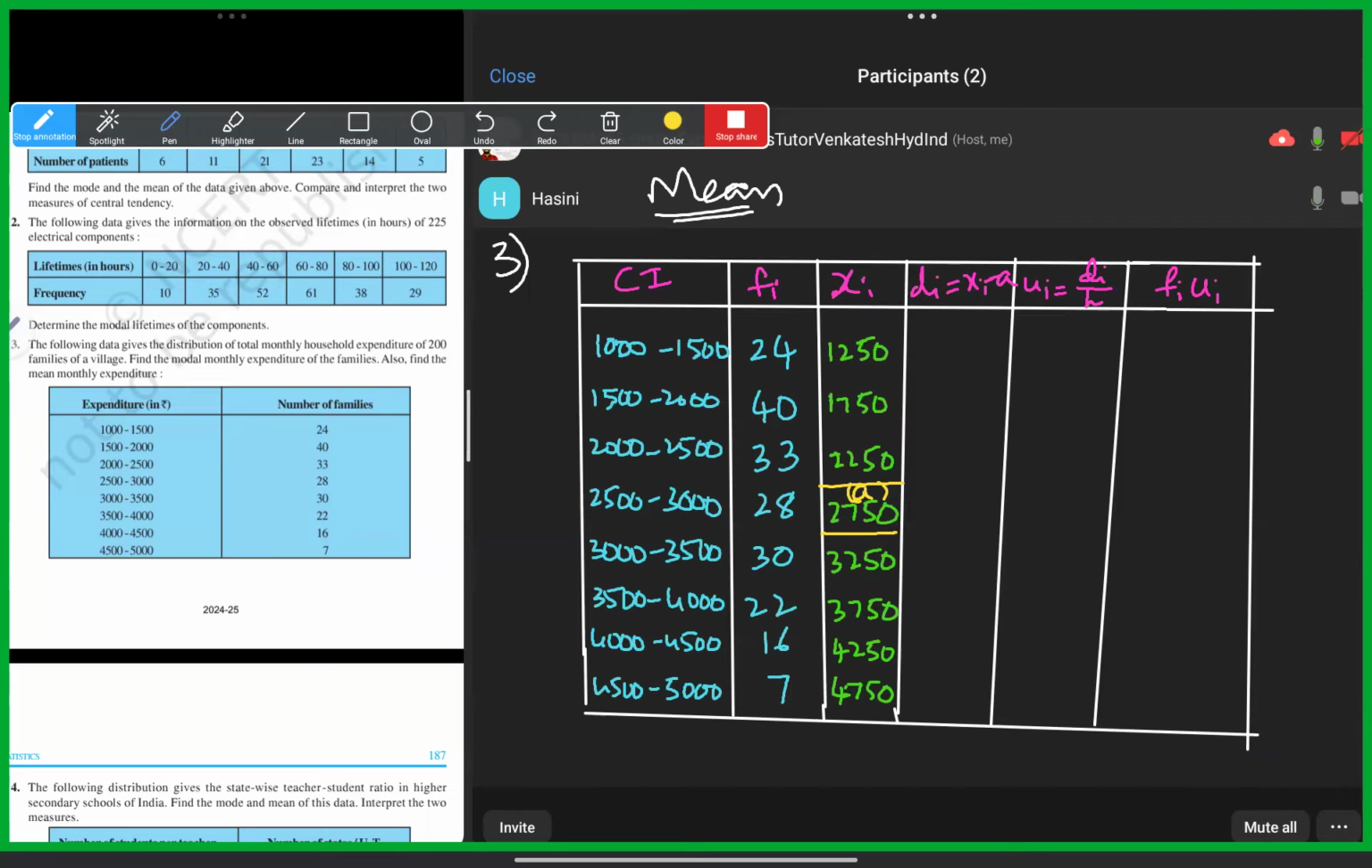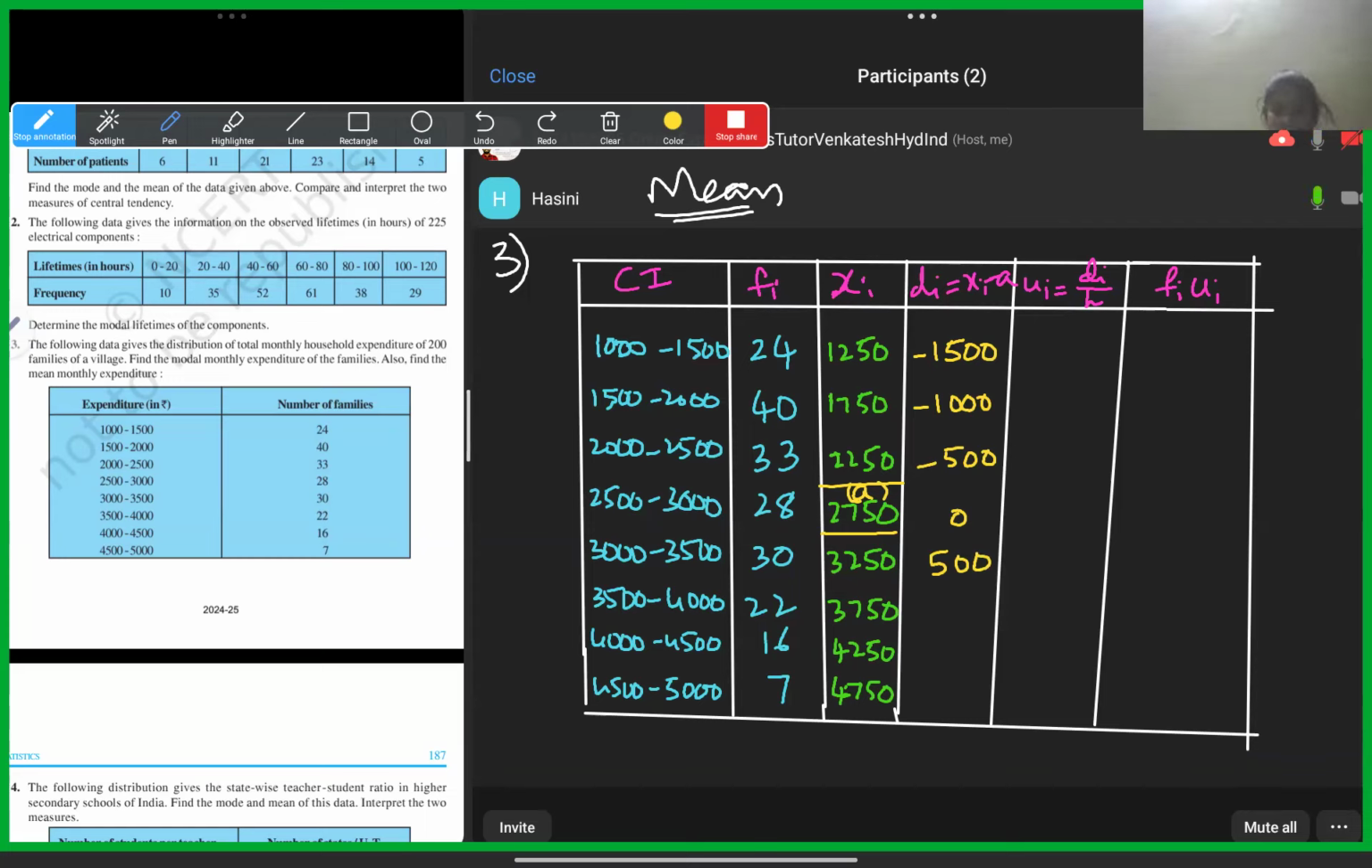Now we'll find the di values, that is the deviation values. We subtract the a value from every xi value. 1250 minus 2750 is minus 1500. 1750 minus 2750 is minus 1000. 2250 minus 2750 is minus 500. 2750 minus 2750 is 0. 3250 minus 2750 is 500. 3750 minus 2750 is 1000. 4250 minus 2750 is 1500. And 4750 minus 2750 is 2000. Any doubt?